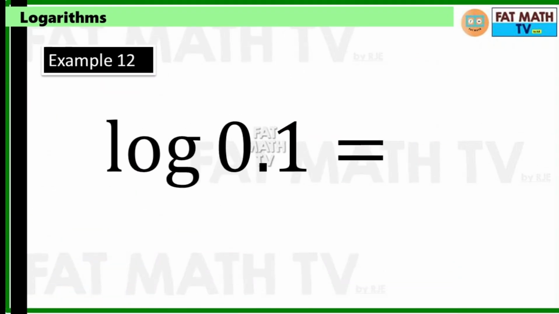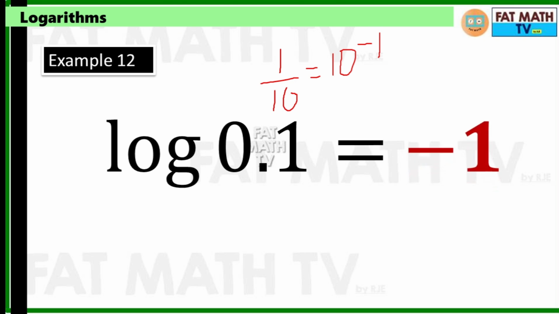Number 12, logarithm of 0.1, still base 10. What should be the exponent of 10 to get 0.1? 0.1 is actually 1/10. So that is the reciprocal of 10. So that is actually 10 raised to -1. So what should be the exponent of 10 to get 10 raised to -1? Of course, -1.